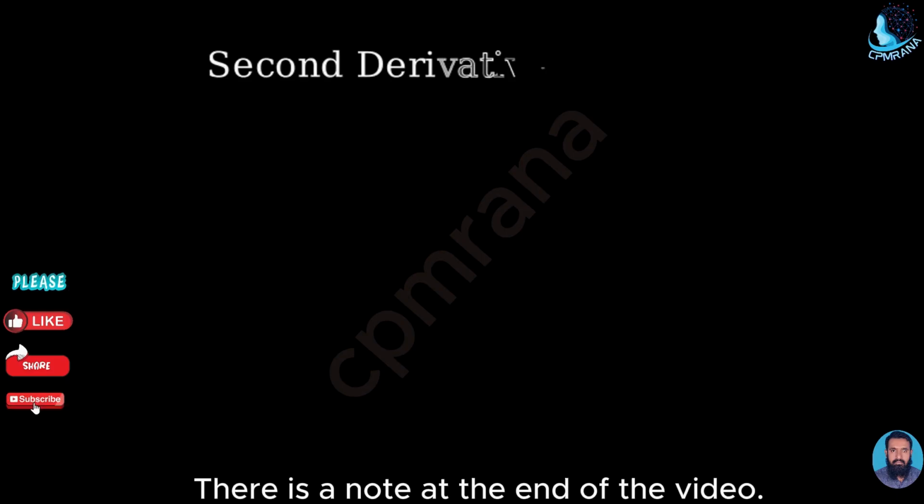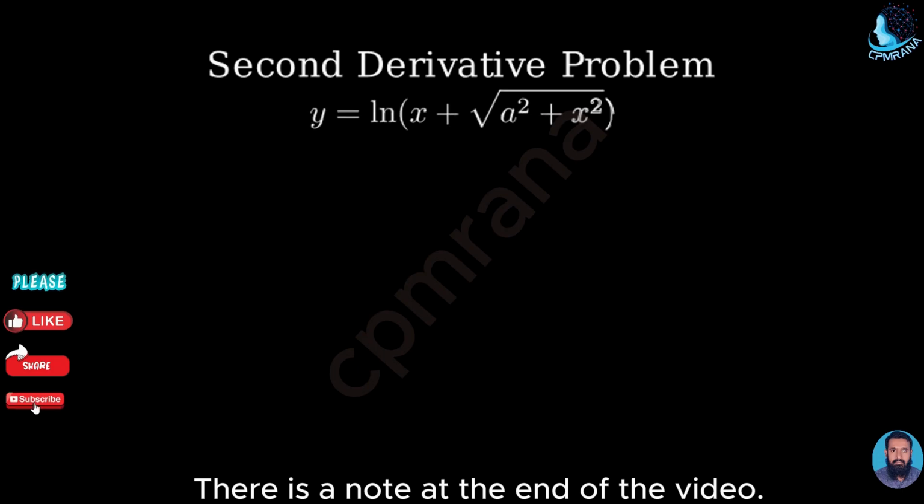Let's solve this calculus problem step by step. We need to find the second derivative of y with respect to x and prove a specific relationship. Let's start with our given equation. We have y equals the natural logarithm of x plus the square root of a squared plus x squared.